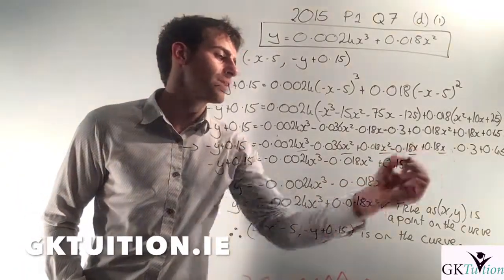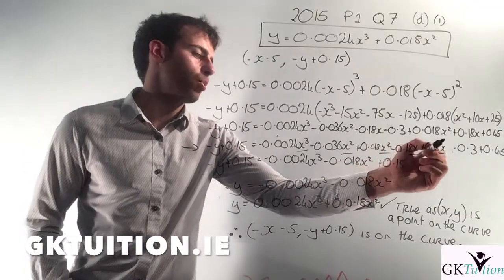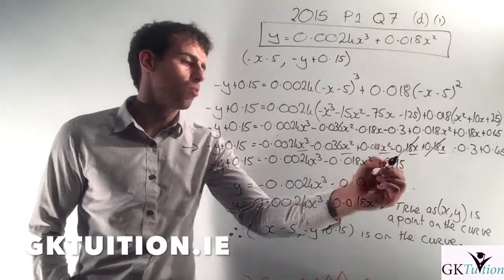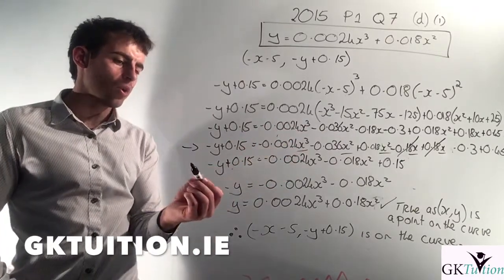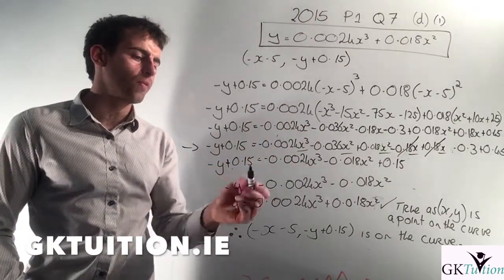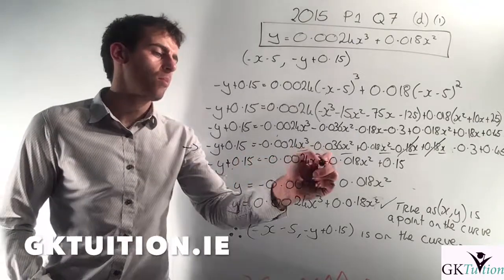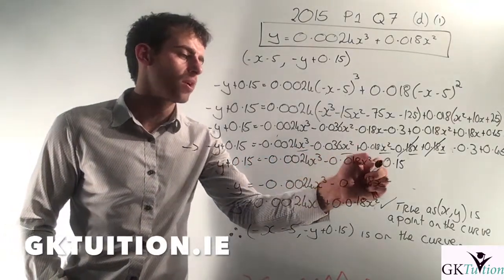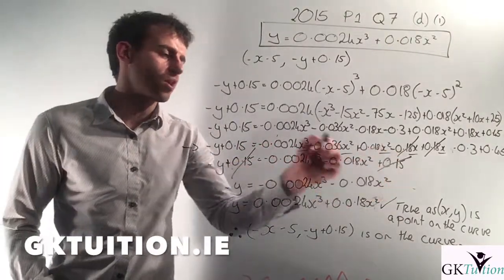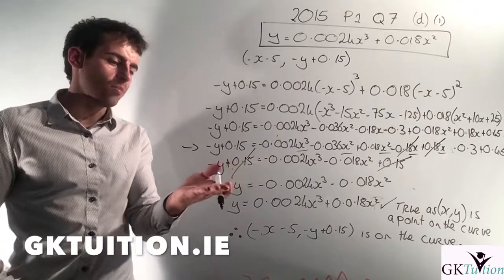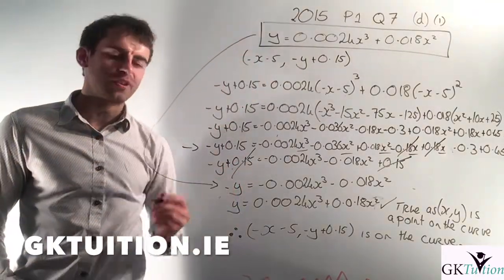I've grouped my x's together and I've grouped my numbers together. You'll notice here that plus 0.18x and minus 0.18x will cancel each other out. And when we group all our like terms, we're left with minus y plus 0.15 equals minus 0.0024x cubed minus 0.018x squared plus 0.15. So you'll notice that my 0.15s on each side will cancel each other out. And I'm left with exactly what I have at the top, except with different signs.